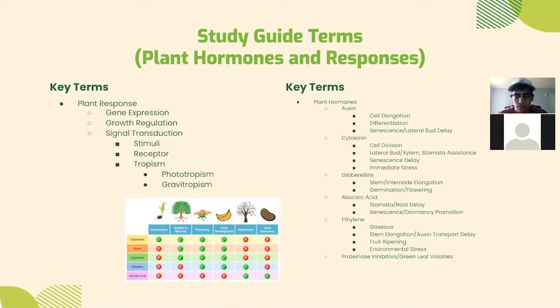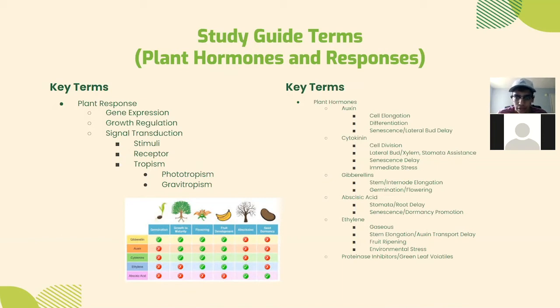And so the lateral bud is delayed, and especially when you have auxin at the top of the plant, that is specifically enforced.